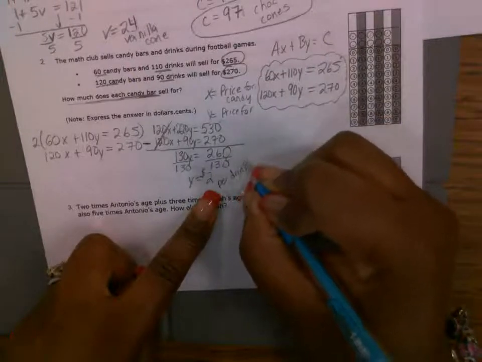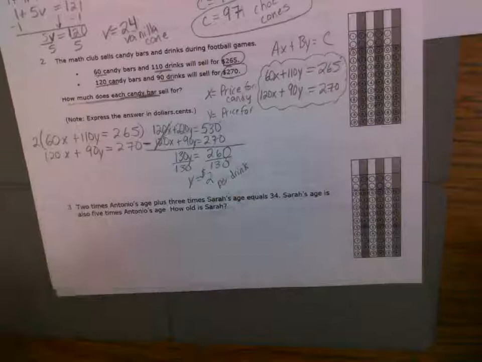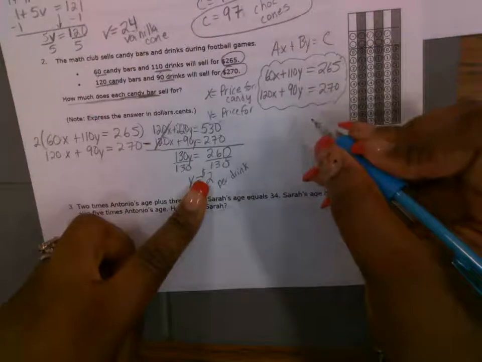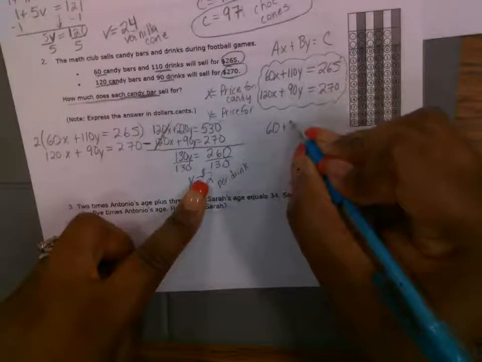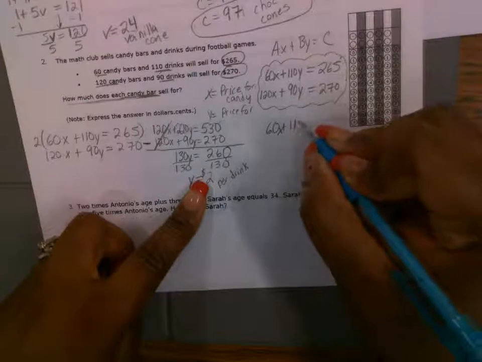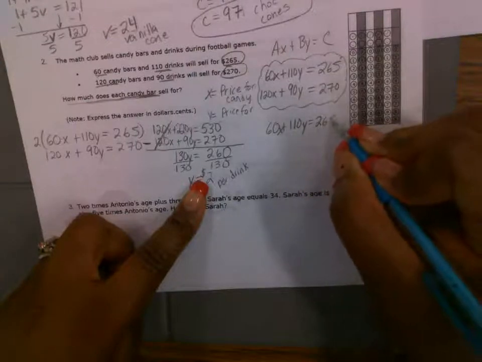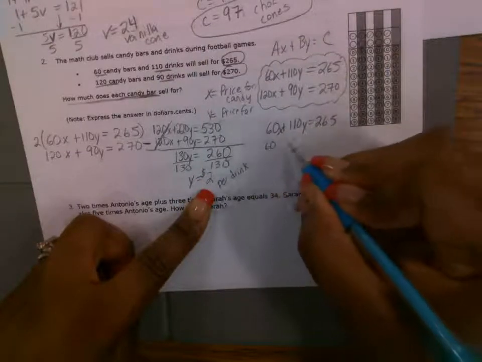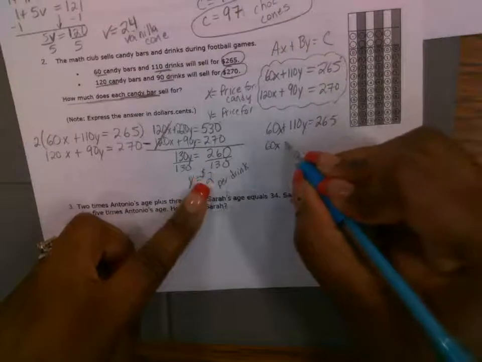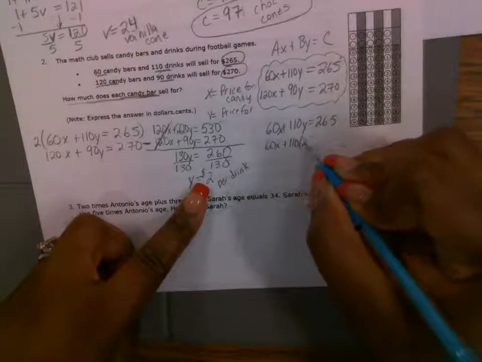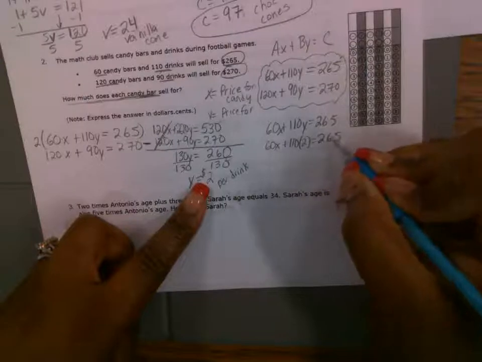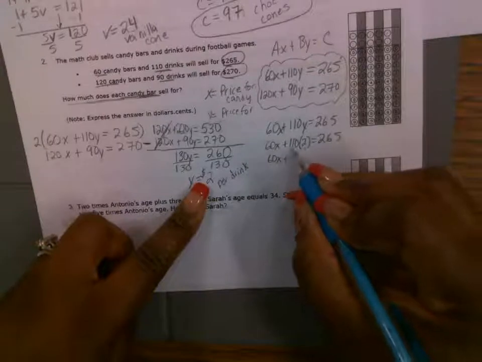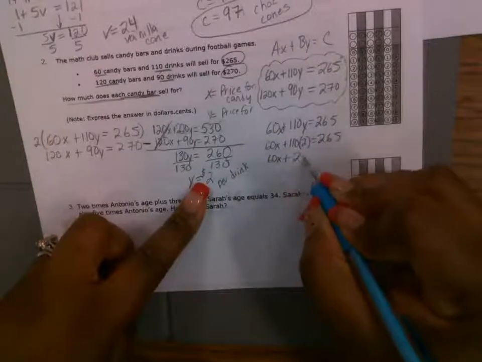Okay. So now we're looking for the candy. So use the easiest equation to substitute the 2 in. So I'm going to use the top one. We got 60x plus 110y is equal to 265. Okay. So let's plug in 2. So we got 60x plus 110 times 2 is equal to 265. So this gives you 60x plus the 110 times 2 is going to give you 220.